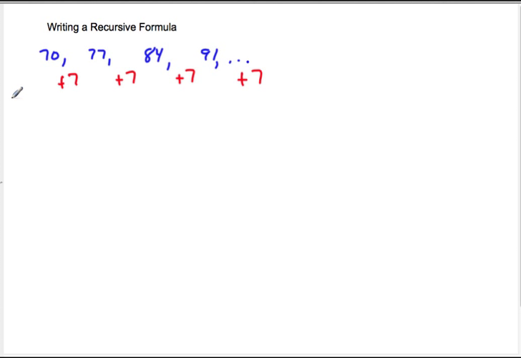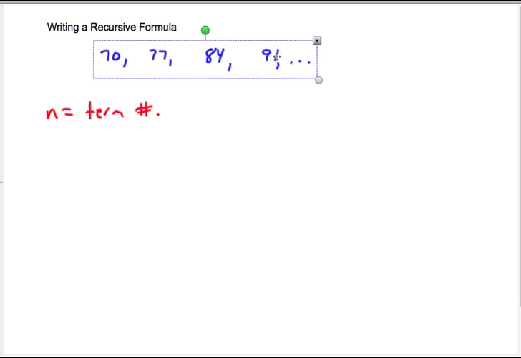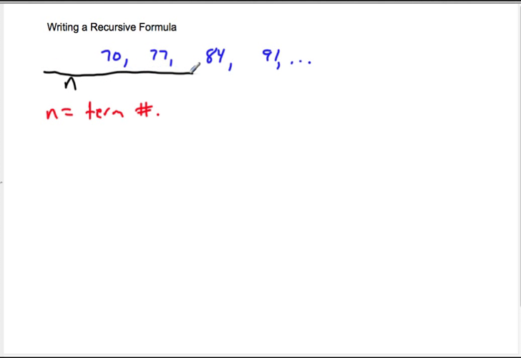For instance, if we say n equals the term number in the sequence, so what we can do, I'm going to move all this over here. Alright, so we're going to call this n. I'm going to make a little table here.